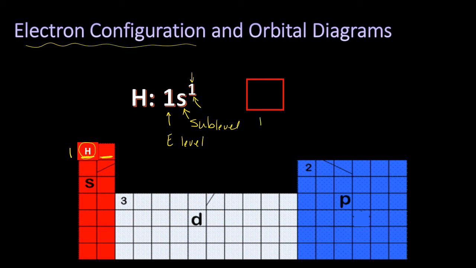So here we have 1s. That's how I'm going to label it. Energy level, sublevel. Well, how many electrons do we have? Yeah, there's 1. So by convention, we always give it an up arrow. So this would be the orbital diagram for the hydrogen atom.